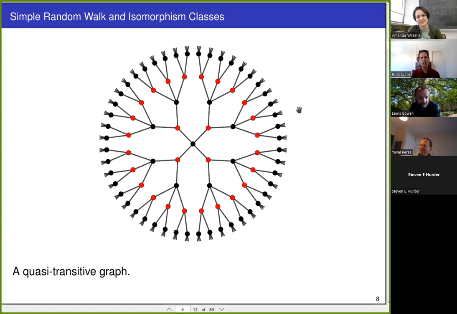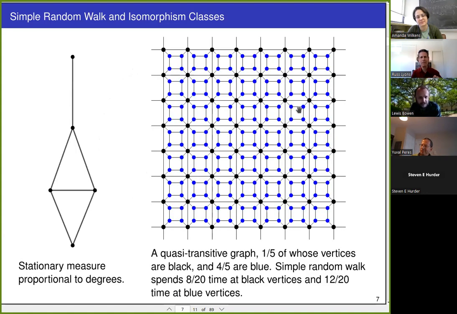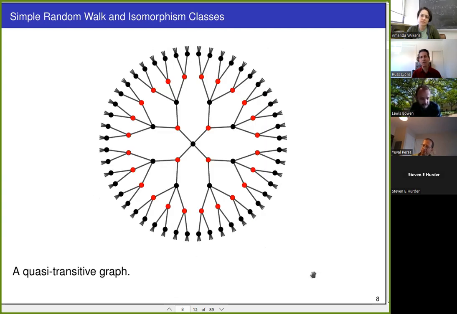Well, the idea is to use in reverse the idea that we had for the previous quasi-transitive graph with two classes. Here we said, we know what the proportions of vertices are, and that corresponds to the uniform measure on the graph, and we weight by the degrees. But we don't know the first thing here, but the second thing I claim we do know. How often is a random walk at a black vertex compared to a red vertex? Right, so it'll be at a black vertex 4/7 of the time, and a red vertex 3/7 of the time.